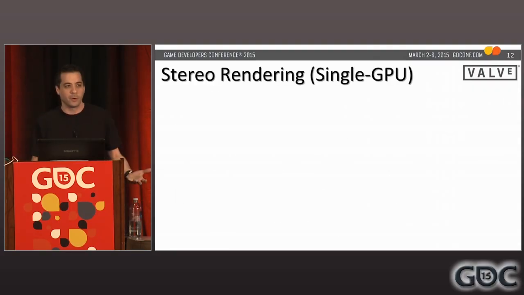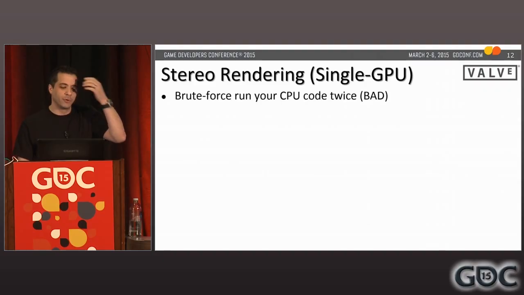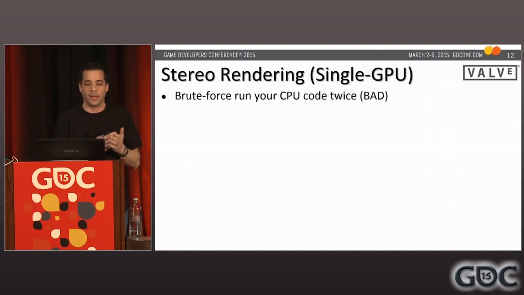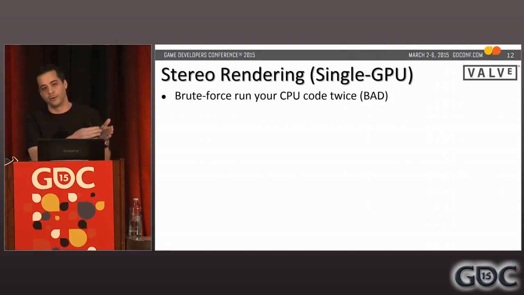So, single GPU stereo rendering, I'll just hit the high points. I'm not going to spend a lot of time on this. I could give an hour-long talk on just stereo rendering, but I'm just going to get through this because I have way more interesting things to discuss. The brute force thing you can do, obviously, is run your entire engine twice. Run it for your left eye, all your gameplay code, all your scene traversal, generate your draw calls, do the whole thing again for the right eye.